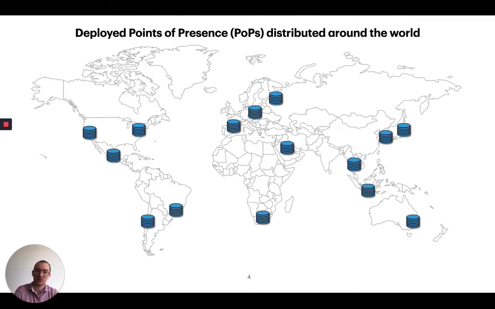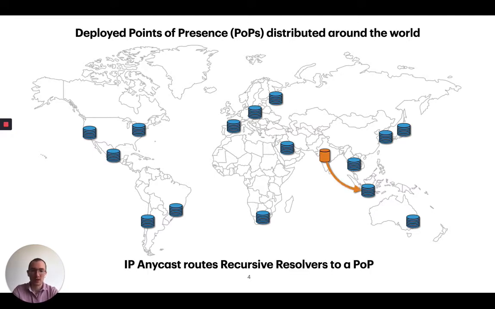This means, of course, that we advertise the same IP prefix for multiple different POPs, and then BGP best path selection determines where recursive resolvers get routed to. For example, this recursive resolver in India might end up being routed to Singapore when it sends traffic to Akamai DNS.